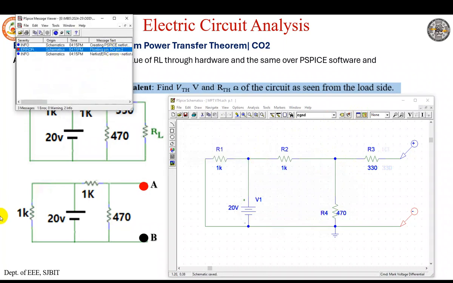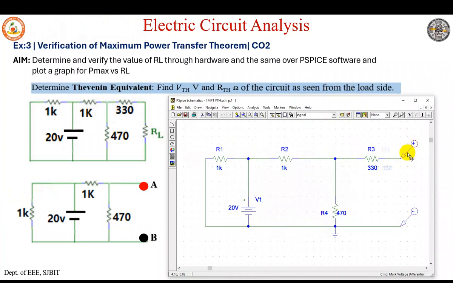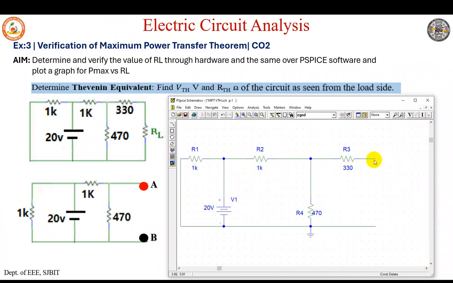stating that floating pin R3's other end is not connected. So this is a circuit that we had actually done in theory, but in PSpice, we cannot simulate this circuit. We cannot leave an open circuit. Neither can this be connected to ground, because if I connect this to ground, there is some amount of current flowing. So we have to nullify this. So let us not delete this. So what we can do is we have to create an open circuit.